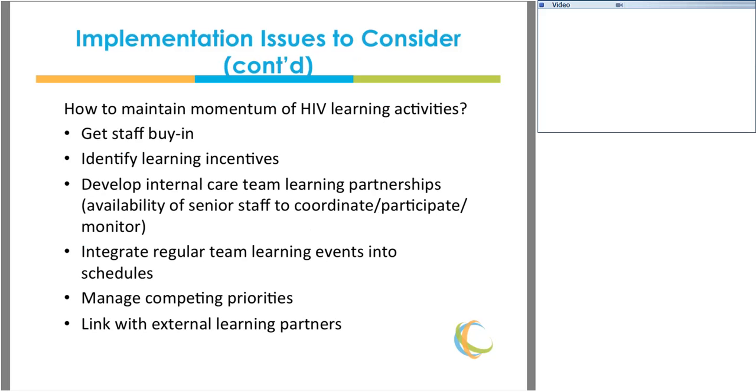Some more implementation issues to consider: how to maintain momentum of HIV learning activities. This can be done by getting staff buy-in, identifying learning incentives, developing internal care team learning partnerships, the availability of senior staff to coordinate, participate, and monitor, integration of regular team learning events into schedules, managing competing priorities, and linking with external learning partners. If interest wanes, let's talk about some ways to re-energize the team and strengthen HIV training activities.